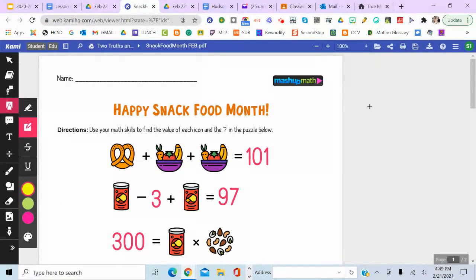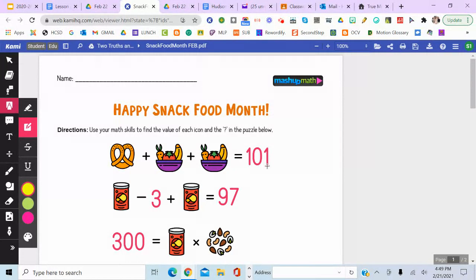Okay, so happy snack food month. February is in fact snack food month. So that is why I chose this puzzle. And you're going to be doing sweet potato day, which is today. February 22nd is in fact sweet potato day. So that's the one you'll be doing on your own.